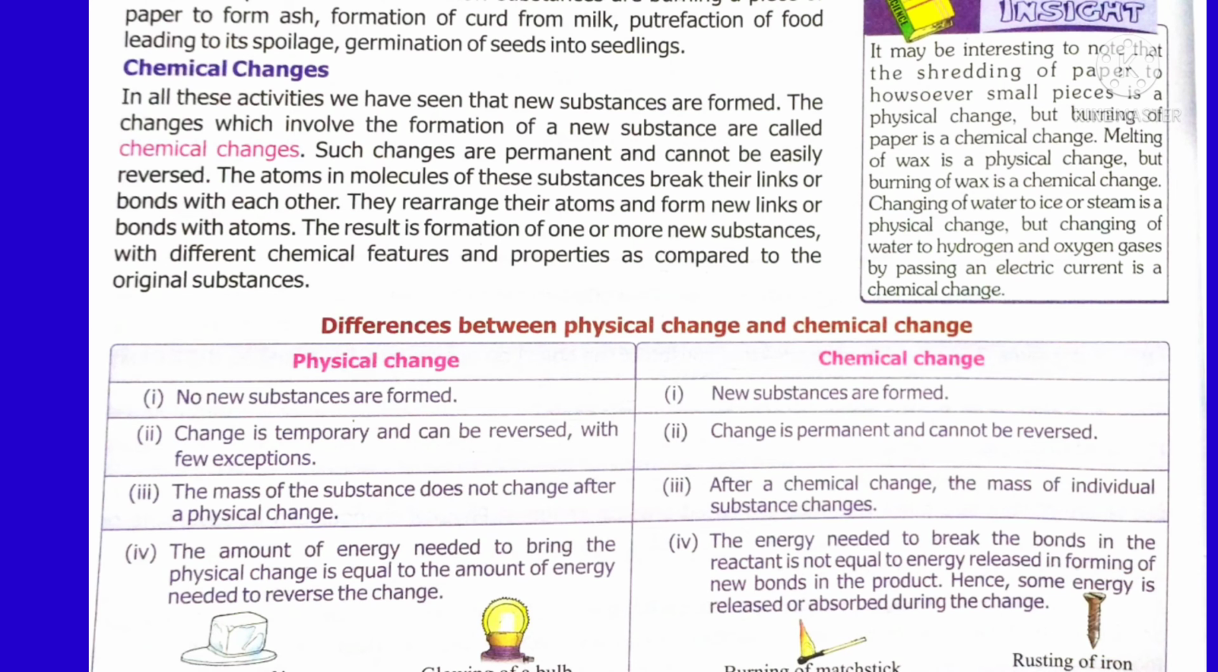Now let's move on to the topic differences between physical and chemical change. In physical change, no new substance is formed. The change is temporary and can be reversed. The mass of the substance does not change after a physical change. Energy is neither released nor absorbed during a physical change. But in chemical change, as new substances are formed, these changes are permanent and cannot be reversed. After a chemical change, the mass of the individual substances changes, and energy is either released or absorbed during this change.